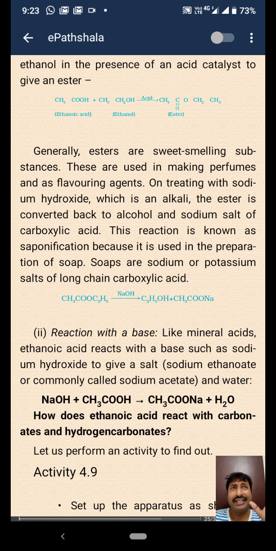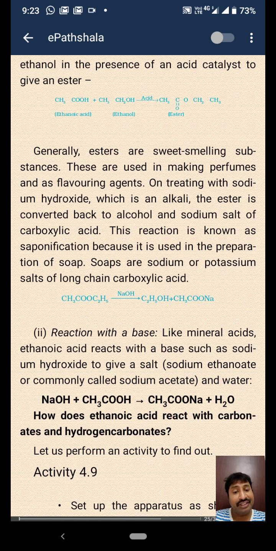Esterification. What is meant by esterification? When ethanol is added to ethanoic acid in the presence of hydrochloric acid or sulfuric acid, it gives out an ester, CH3C double bond O, CH3CH2. That we call an ester. The process is called esterification.